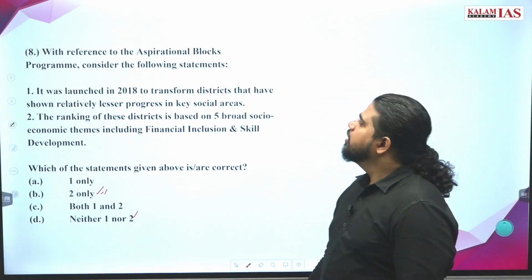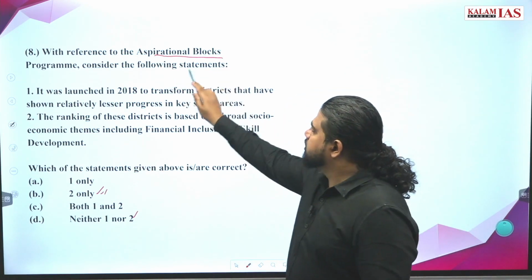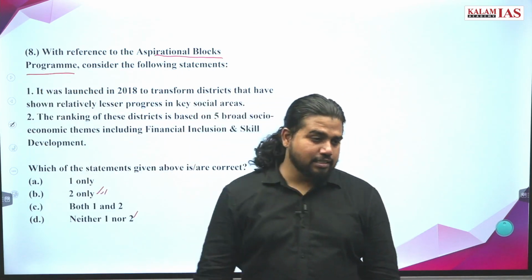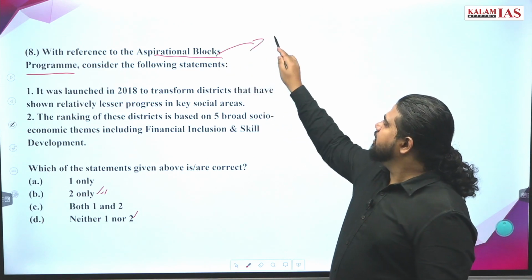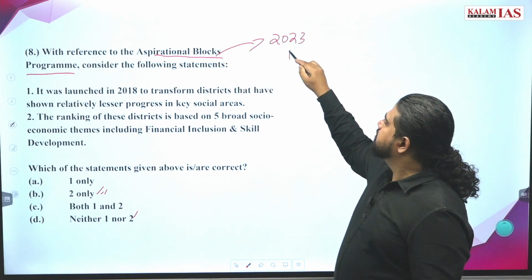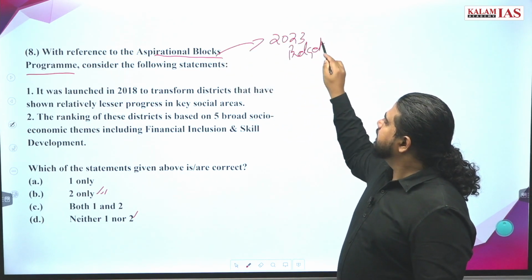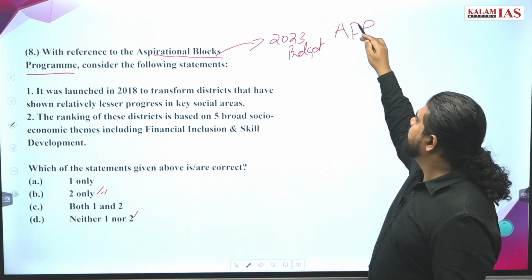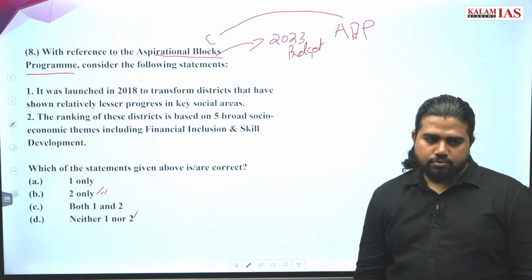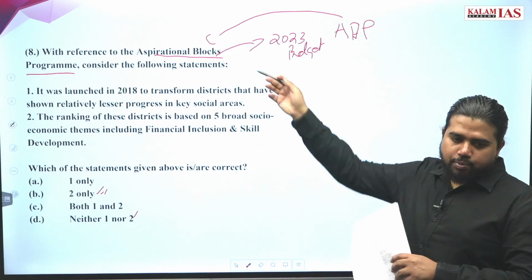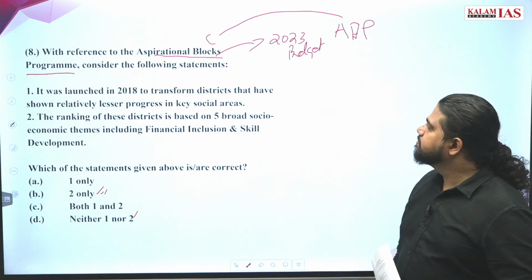B. With reference to aspirational blocks program. Have you heard of this? Recently, in the 2023 budget, there was an announcement for expanding the aspirational district program to the block level also. So expansion of the previous program is announced in this budget.